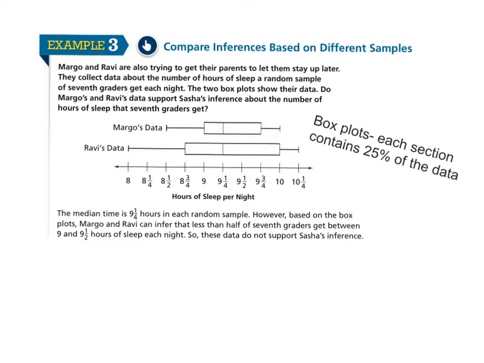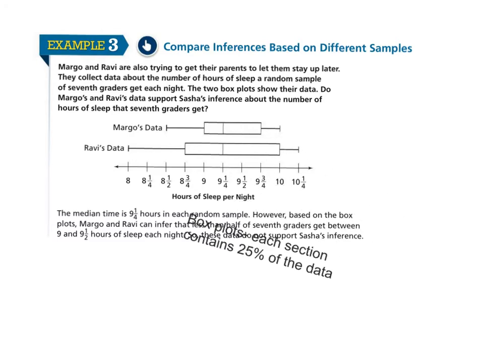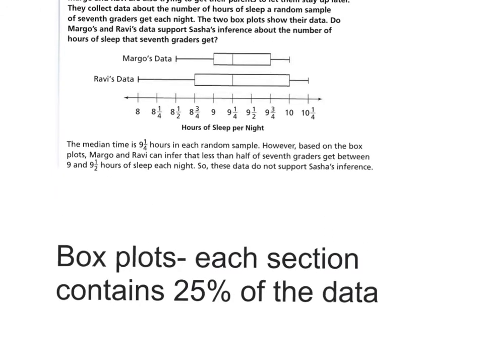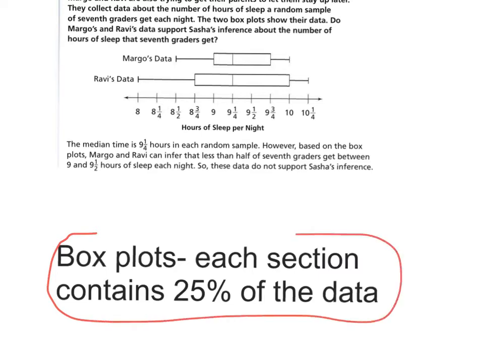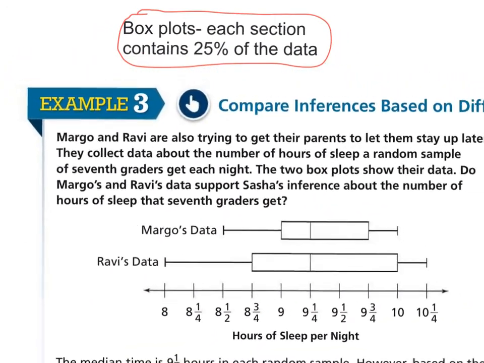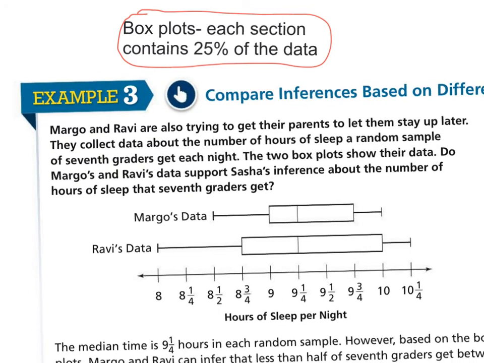In example 3, they have a box plot, and we've done these before, but that was last year maybe. So first of all, box plots, or box and whisker plots: each section contains about 25% of the data. For this problem, Margot and Ravi are also trying to get their parents to let them stay up later. They collect data about the number of hours of sleep a random sample of 7th graders get each night. The two box plots show their data. Do Margot's and Ravi's data support Sasha's inference about the number of hours of sleep that 7th graders get?